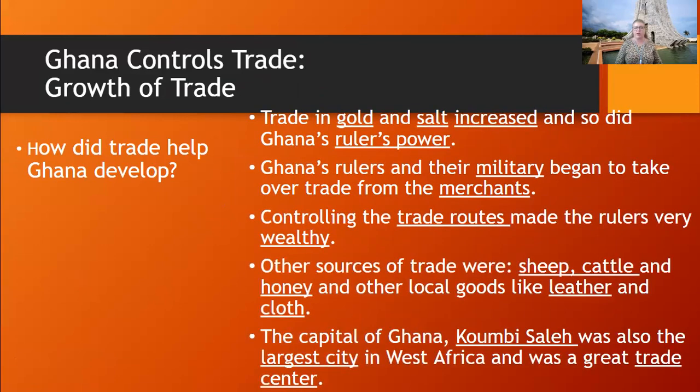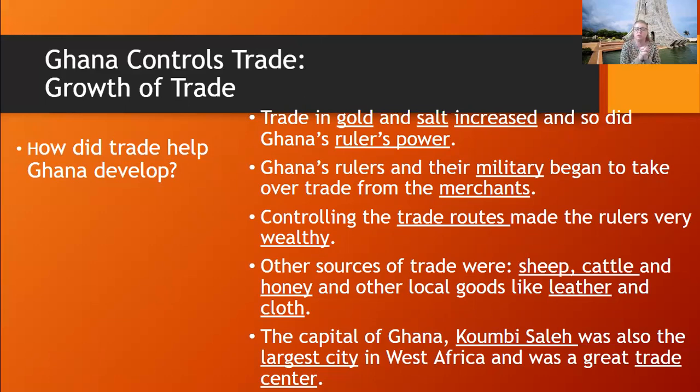So growth of trade. How did trade help Ghana develop? Make sure you have that in the questioning column. We talked about this earlier this week as well. Trade in gold and salt is really what is going to make the African empire very profitable. And remember that the more money you have, the stronger and more powerful you are. So power and money go together.